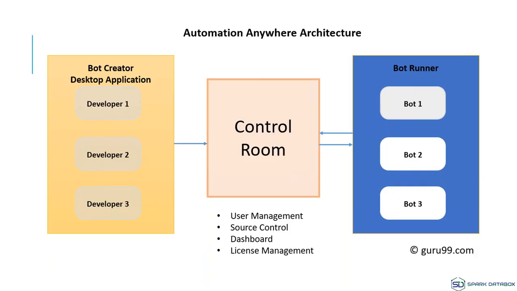But in general, when it comes to deployment, we only buy a bot runner license and use that for deploying bots, right? How do we create licenses and how do we access licenses? That part also we'll be able to see later.